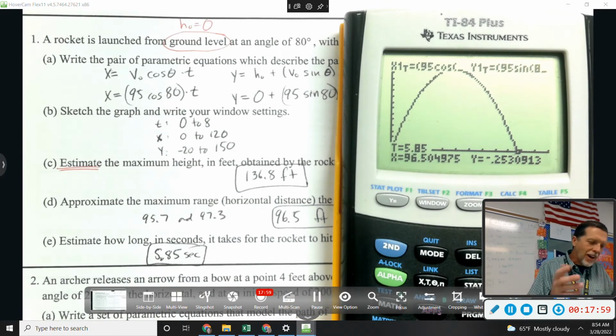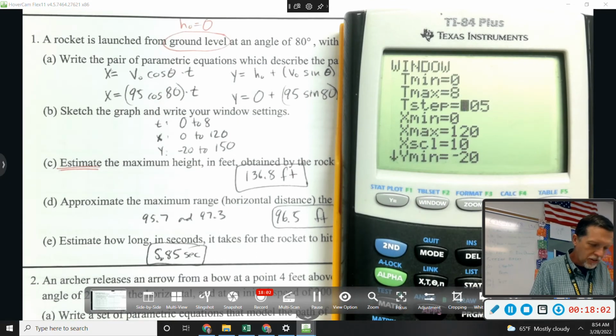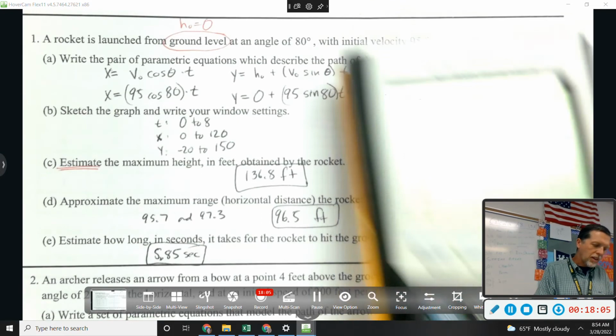So you kind of balance those things. You don't want to take forever to watch your calculator graph something.